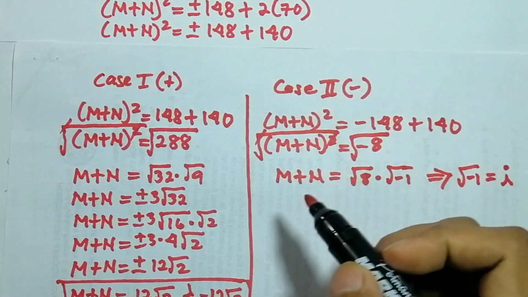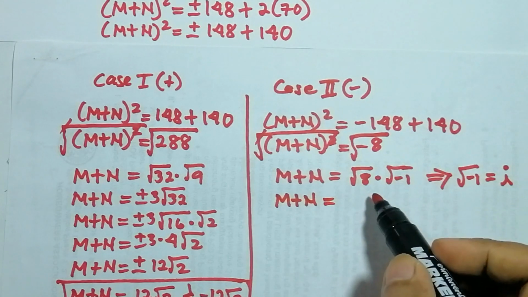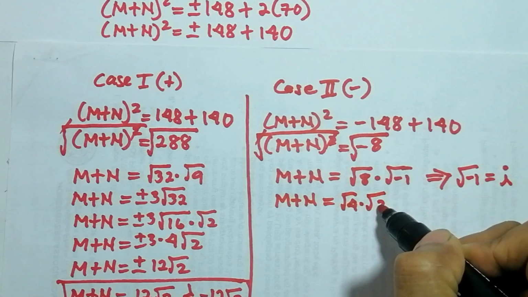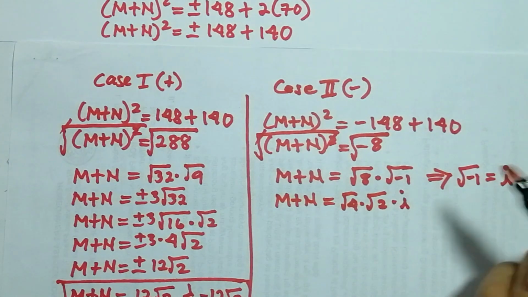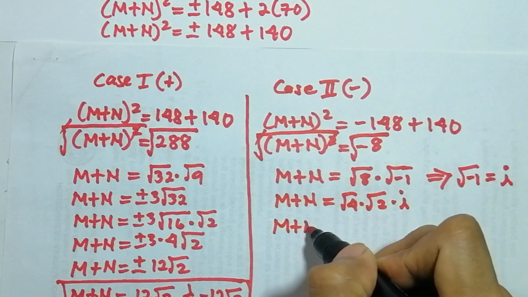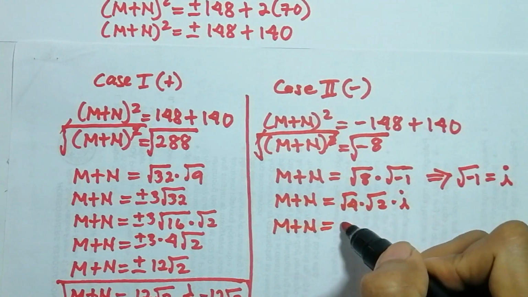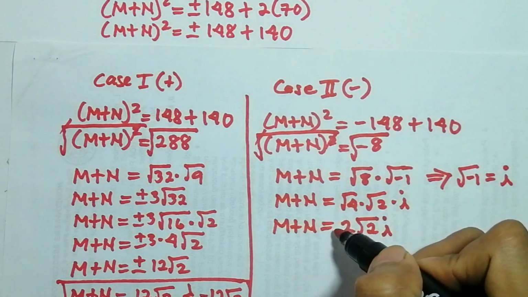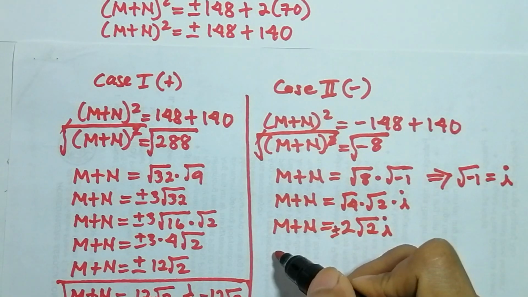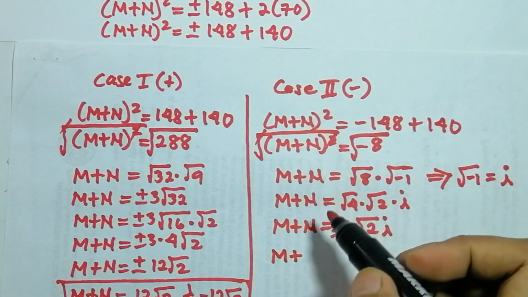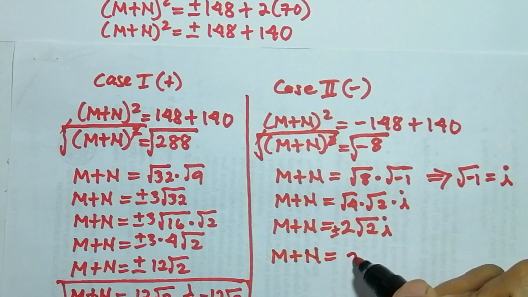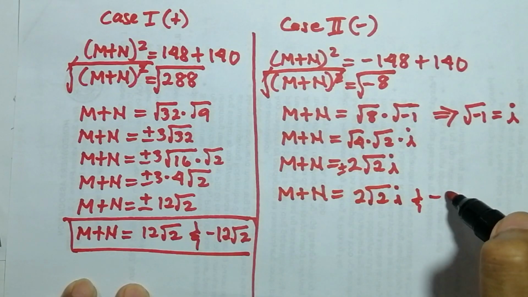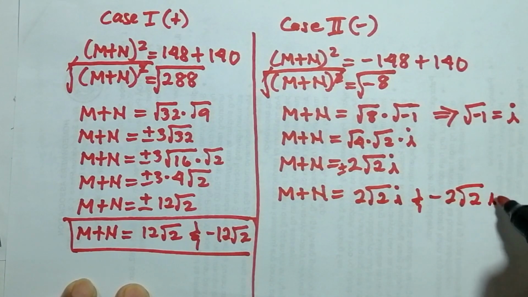So we write this as m plus n is equal to the square root of 8, which is the same as the square root of 4 times the square root of 2 times i. Okay, so m plus n is equal to the square root of 4, which is 2, times the square root of 2 times i. So this will be positive and negative. So the possible values from the second case are 2 square root of 2 times i and negative 2 square root of 2 times i.